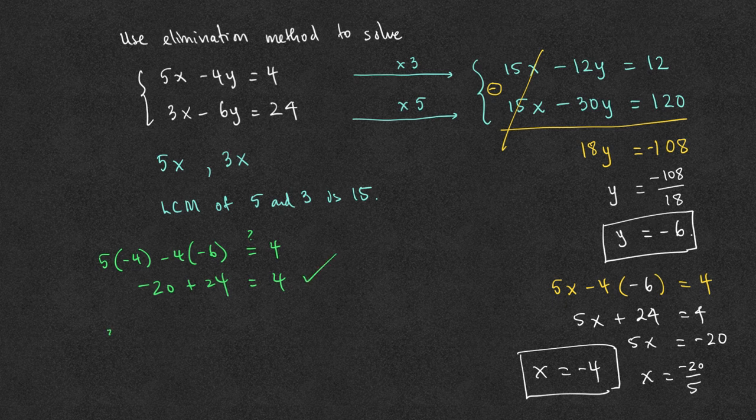The second equation, 3 times x, x is negative 4, minus 6 times y, y is negative 6, and we want to know whether this is a positive 24 or not. 3 times negative 4 is negative 12. 6 times 6 is 36. Negative times negative is positive. 36 minus 12 is positive 24, so it checks out as well. We conclude that the solution to the system of equations we're looking for is negative 4, comma, negative 6.